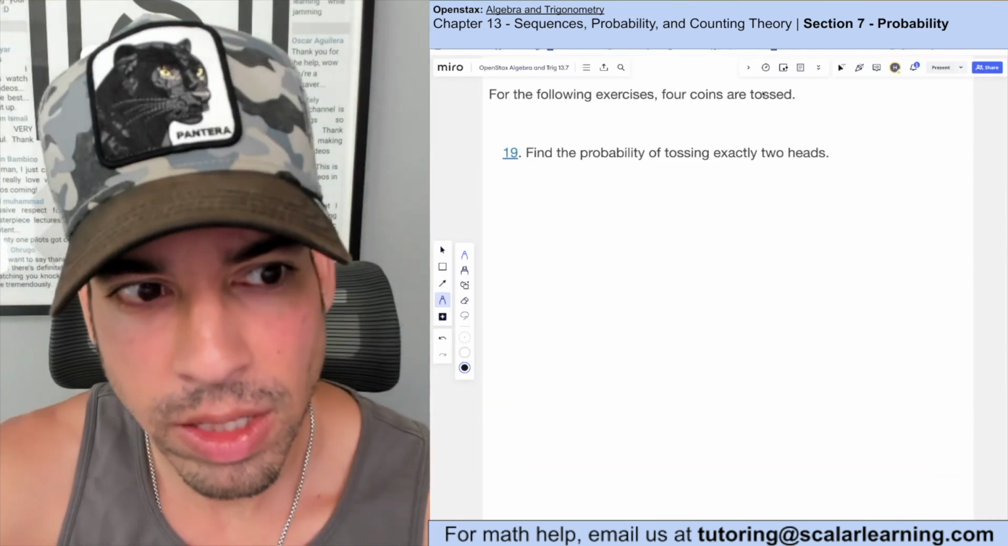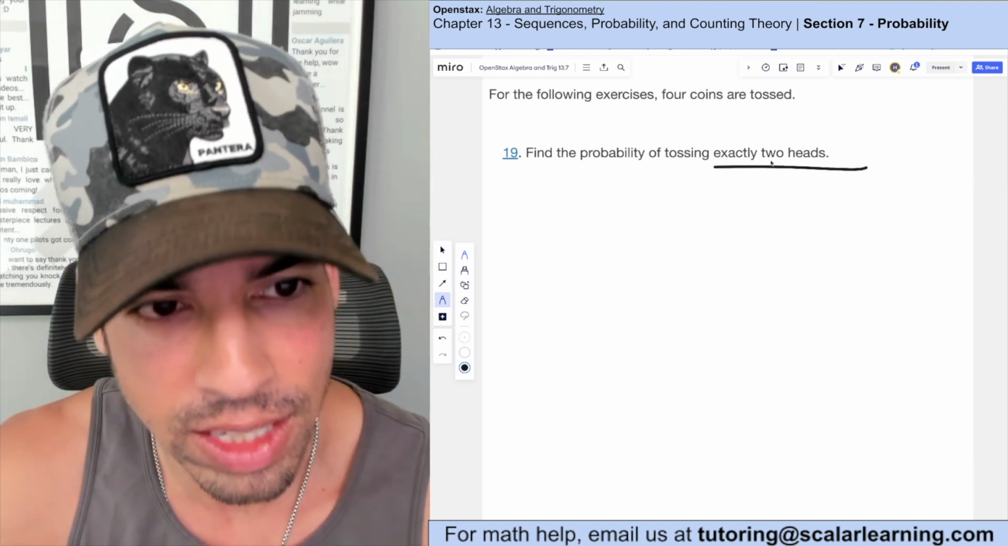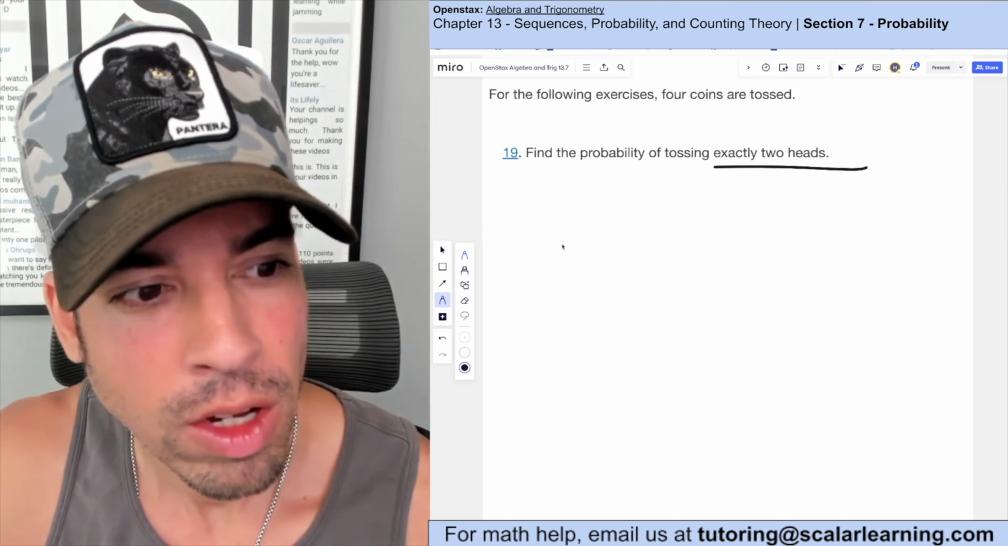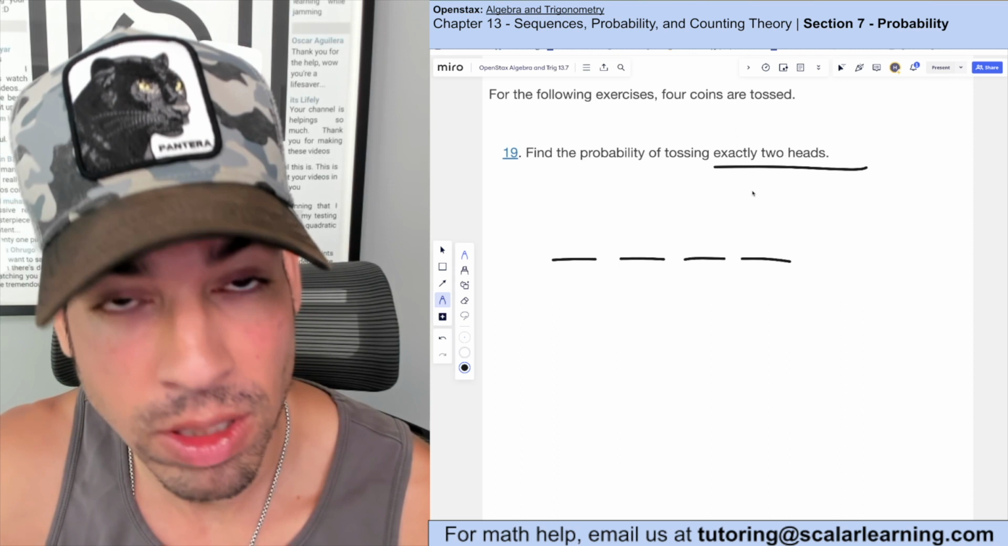Done. For the following exercises, 4 coins are tossed. Find the probability of tossing exactly 2 heads. So I'm going to show you 2 ways to think about answering this, right? So think about it. We have 4 coins, right? And we have these different probabilities that we have to calculate.